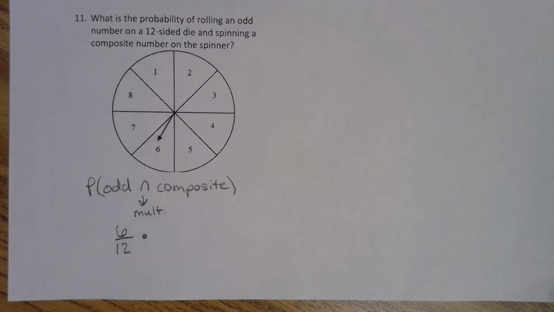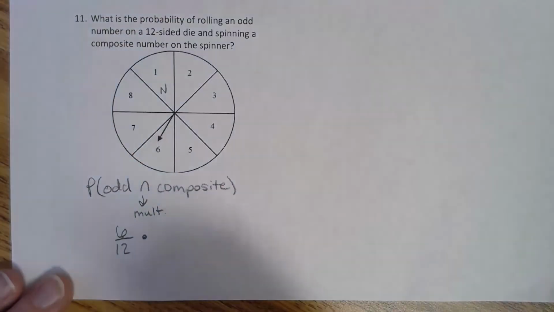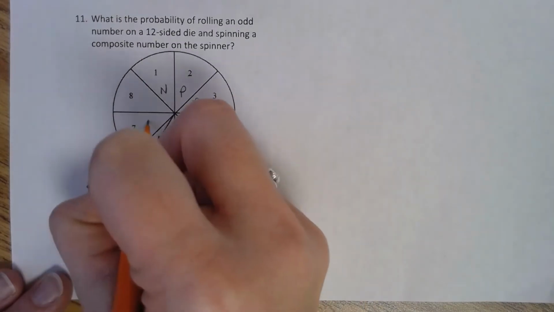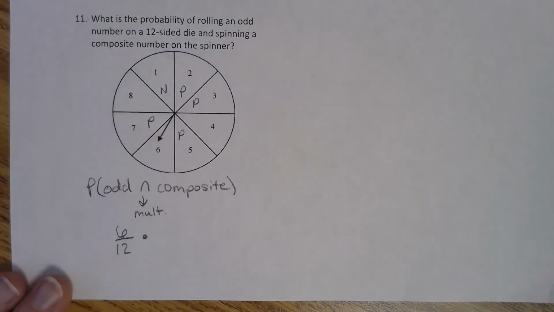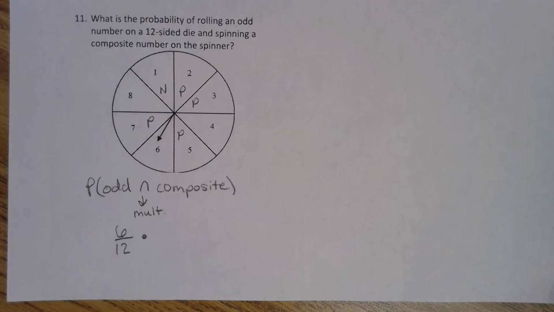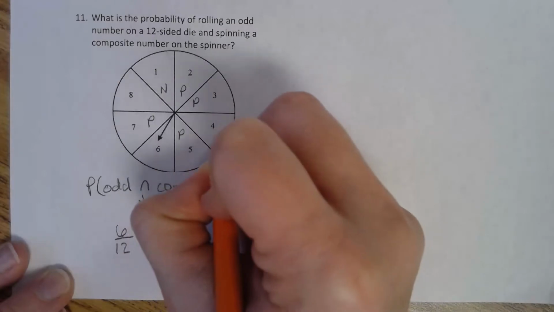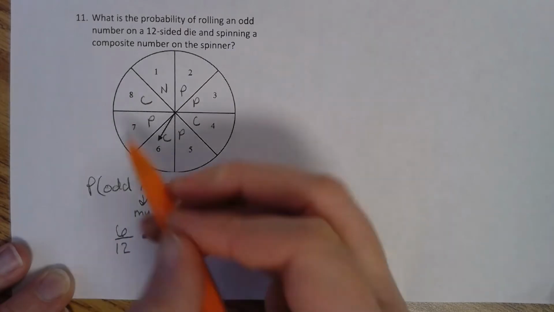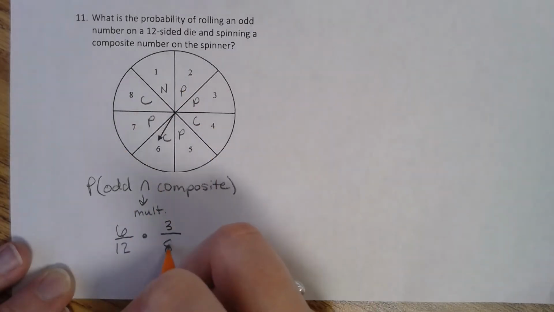On our spinner, when we talk about composite numbers, we either have prime or composite, and 1 is neither prime nor composite. So 1 is neither. 2, 3, 5, 7, 11, those are our primes. Oh, we don't go up to 11. So 2, 3, 5, and 7 are our primes. So composites are 4, 6, and 8. They're composed of numbers more than 1 in itself. So we have 1, 2, 3 composite numbers out of the 8 sections.